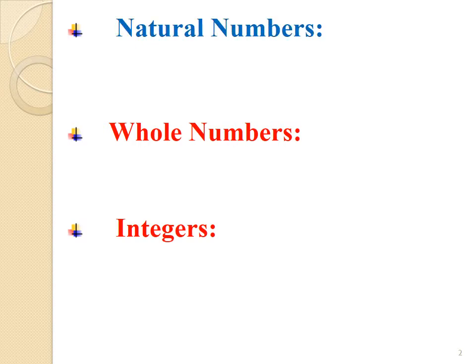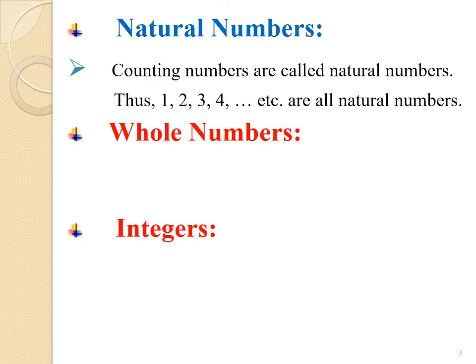Natural numbers. Counting numbers are called natural numbers. Thus, 1, 2, 3, 4, 5, 6, etc. are all natural numbers. Whole numbers. All natural numbers together with 0 are called whole numbers. Thus, 0, 1, 2, 3, 4, etc. are all whole numbers.